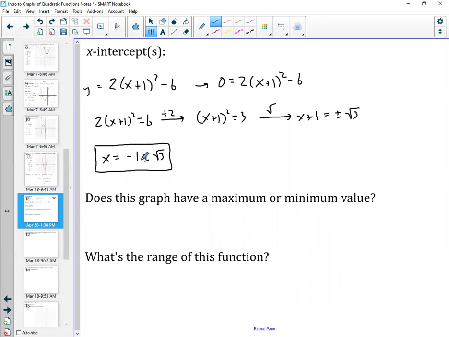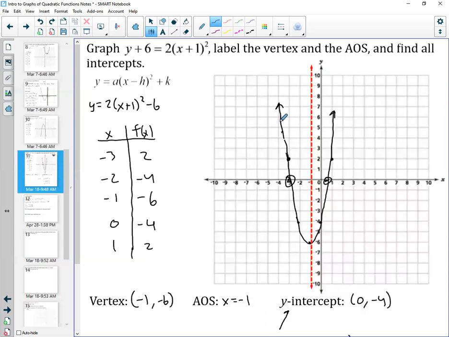The last 2 things we'll say today are, does this graph have a maximum or minimum value? What that means is, is there a bottom to it or is there a top to it? If you look at this graph, there's clearly a bottom right here, but there's no top. These arrows tell you that the graph goes on forever in the positive vertical direction, but it stops here. So I would call this value a minimum value.